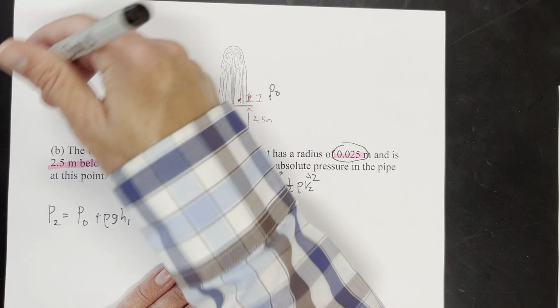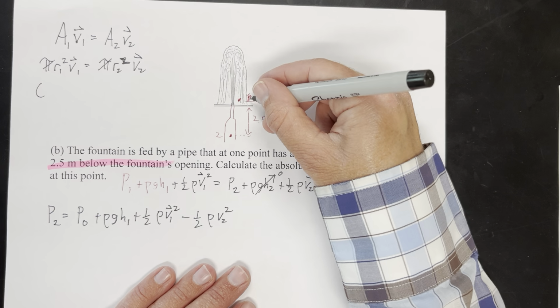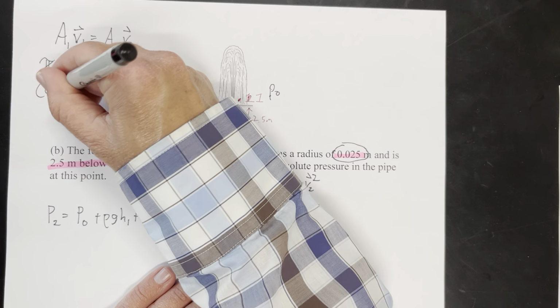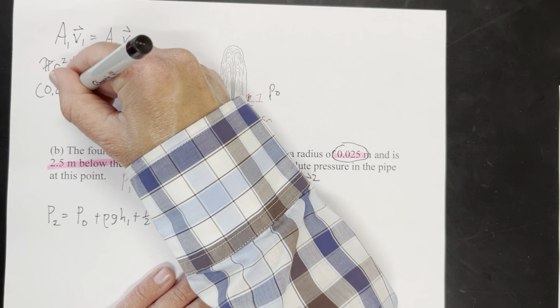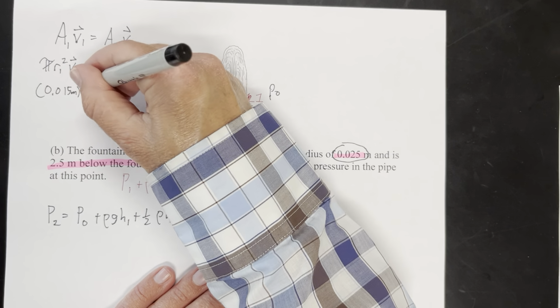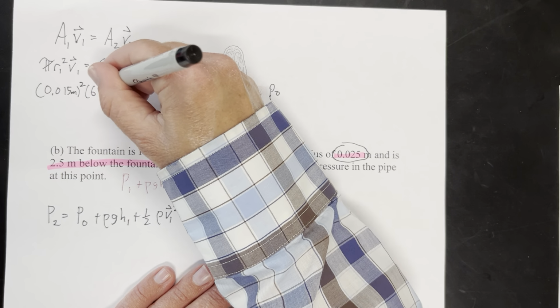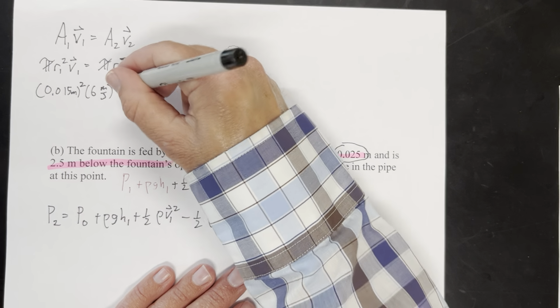And so now we can plug in and solve. The radius at point 1, that was up there. They told us that earlier. That was 0.015 meters, but we can't forget to square it. And we know that the velocity up here at this point is 6 meters per second.